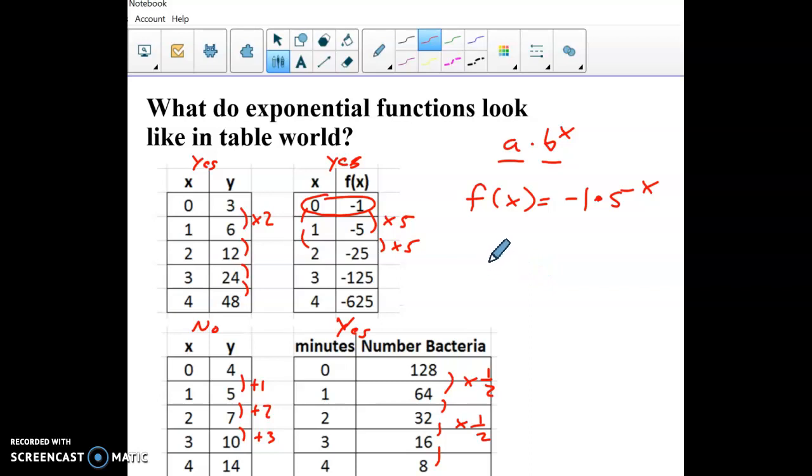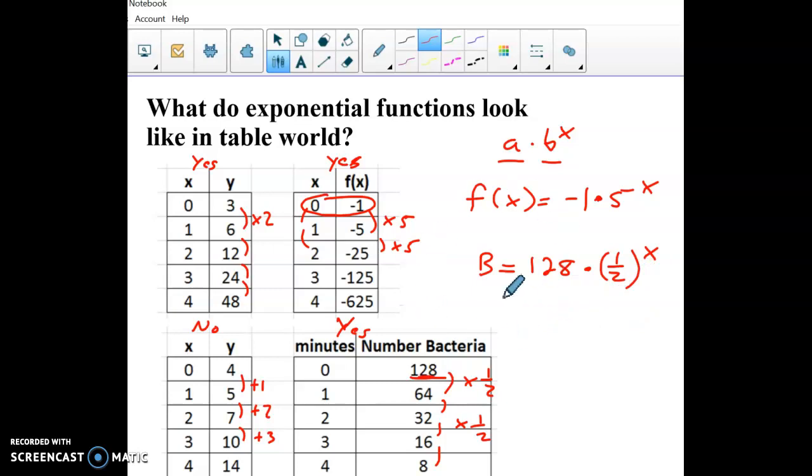Right, and so this last one, this bacteria one, you would start with 128, that's your 0 term. And we'd write it as, instead of divide by 2, times 1/2 to the x. So really, when you write the equation or function, you just need the two things: the starting number and then the number you multiply by each time.